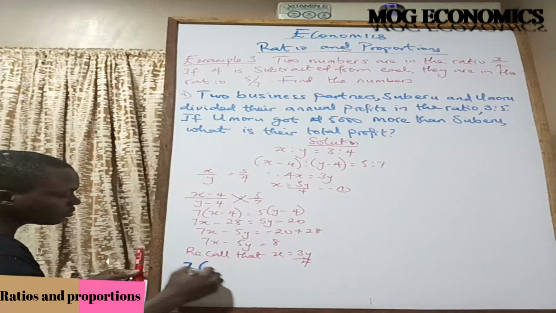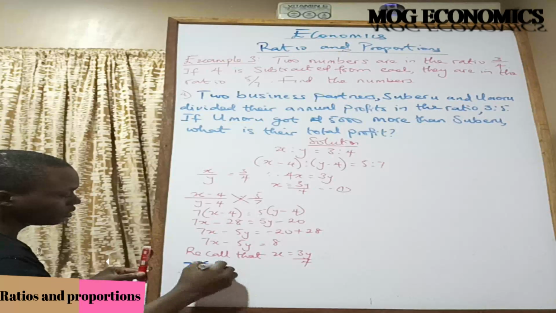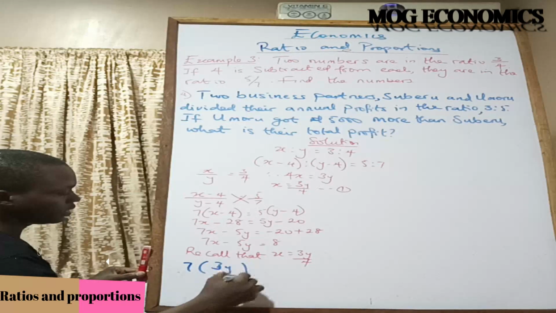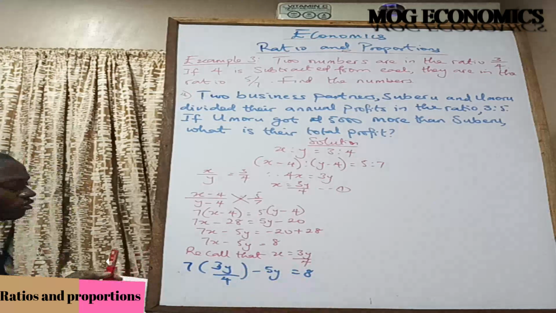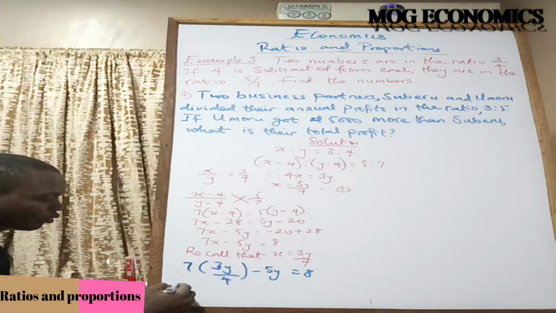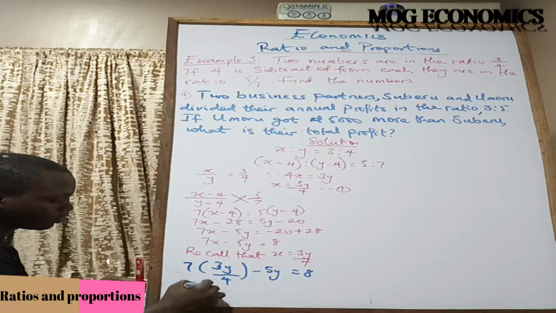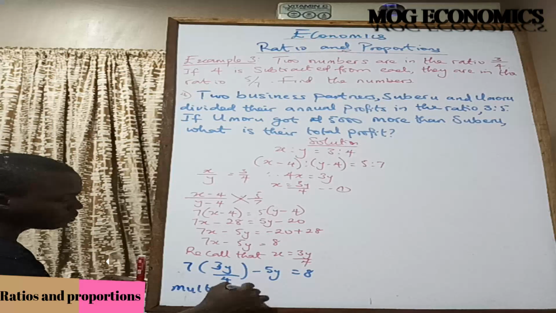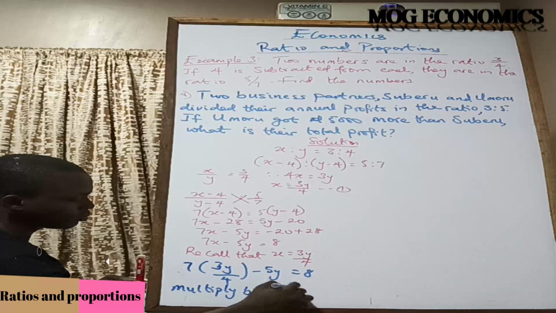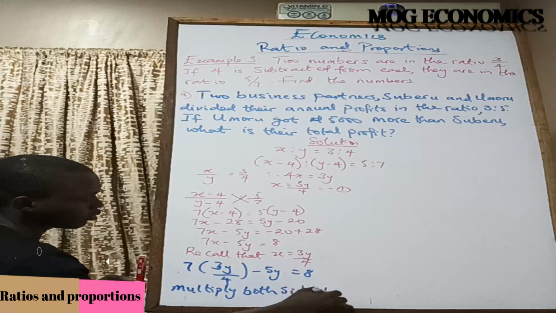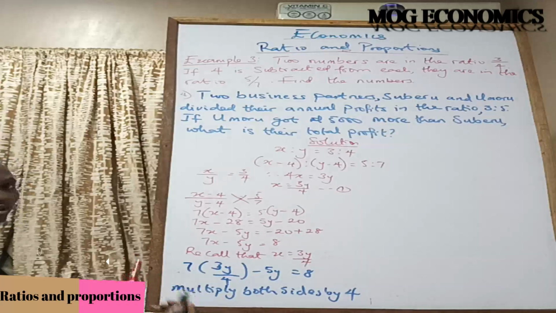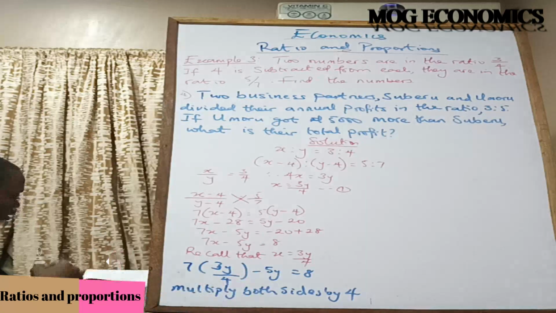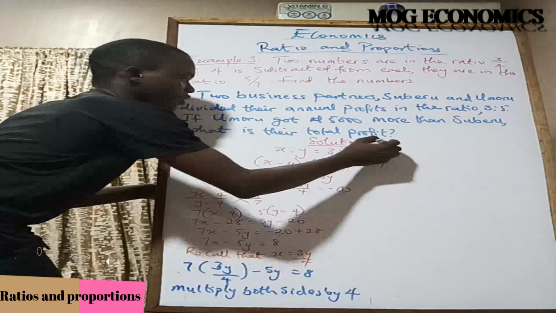So 7 into bracket 3y over 4, then minus 5y equals 8. It's looking as if this is solvable because I only have y and y. So usually what I do is multiply both sides by 4. 4 is the denominator here. Once I multiply by 4, I won't have any denominator again because 4 is going to cancel out this one. Now, what do I mean? So I have this.